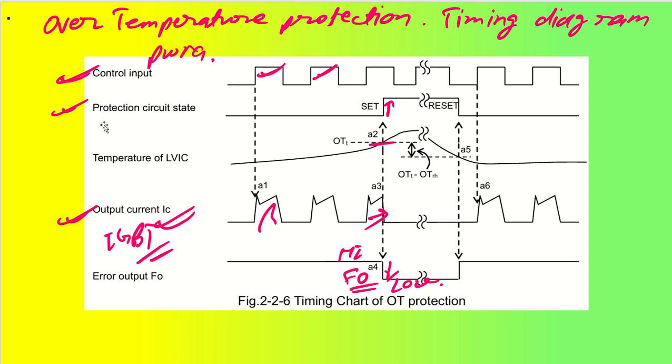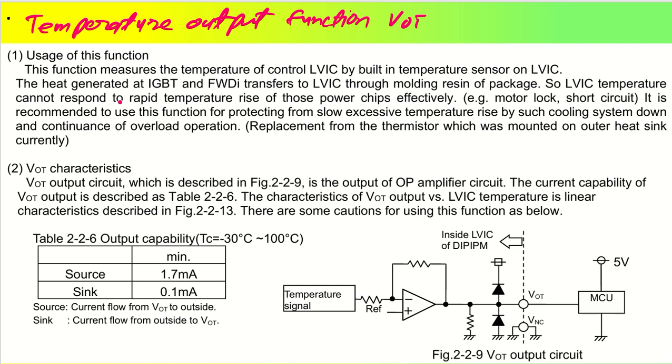We have the control input, we have the protection circuit state, which is inside, and this is the temperature rise on the IC, and this is our output current that is working properly. When it crosses the trip level temperature, it goes low, that is the IGBT is not working, and at that time you will have a fault output error signal. Okay, so let's get into the circuit design of this over temperature circuit. Let's get into the characteristics directly, because we have already seen how this LVIC, by its built-in temperature sensor, measures the temperature of the IC.